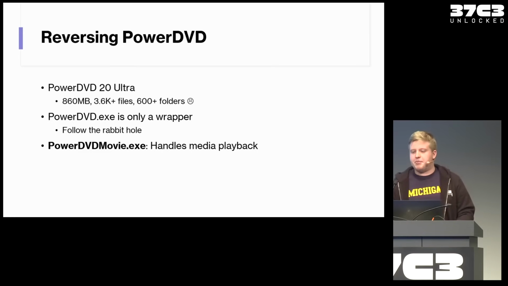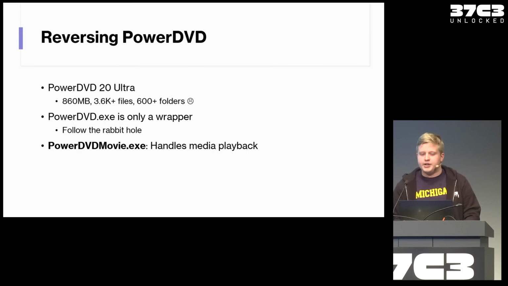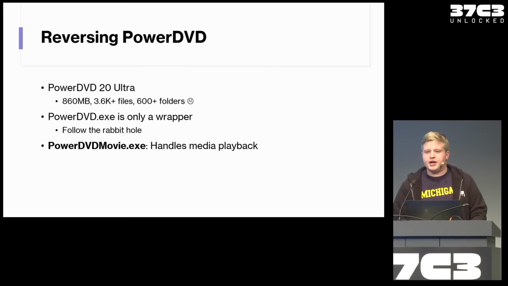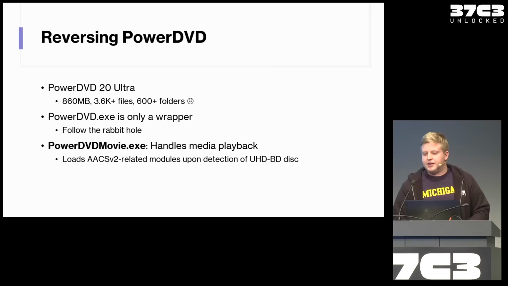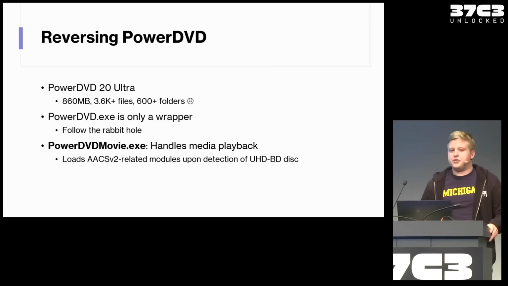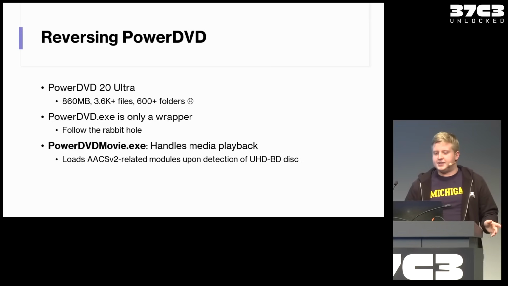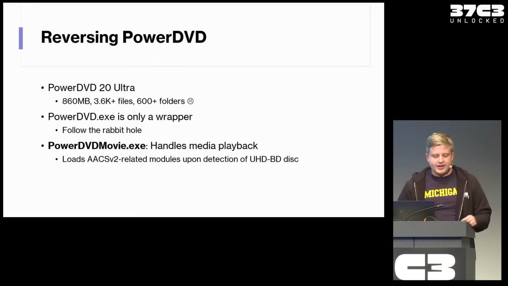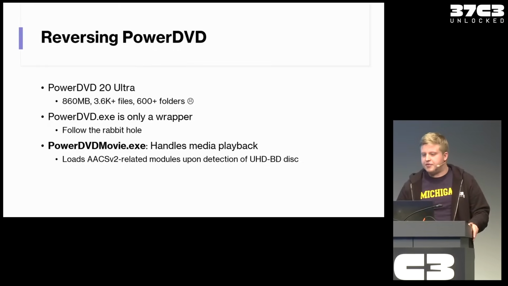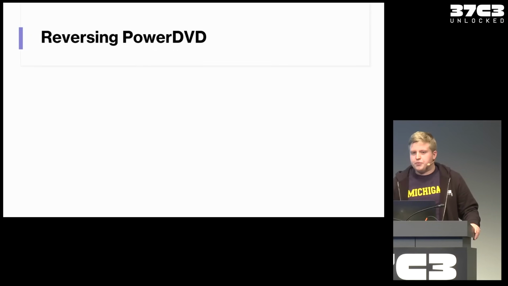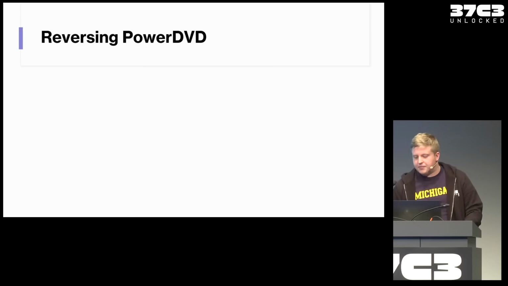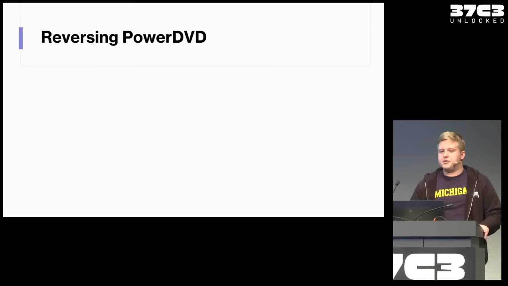Well, eventually we find that PowerDVD movie.exe is the application that actually handles coordinating media playback and figuring out what types of codecs, files, decoders to load for a given media. And in the case of Ultra HD Blu-ray, it loads the AACS V2 related modules when it detects that you put a UHD disk in the drive. So once it detects that you're trying to play back an AACS V2 protected title, it loads a couple of new DLLs that are responsible for actually doing the decryption.